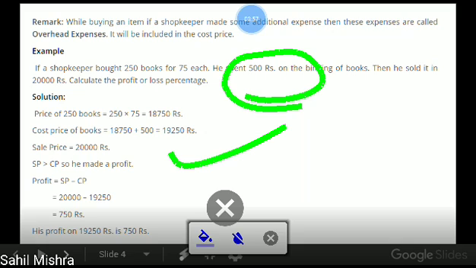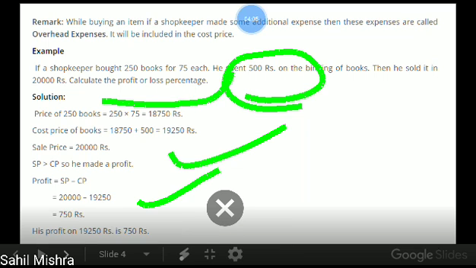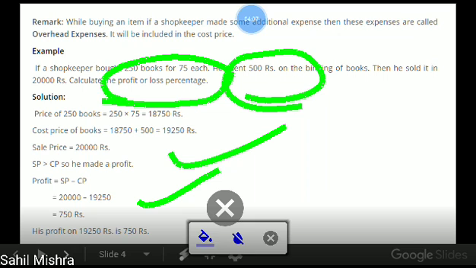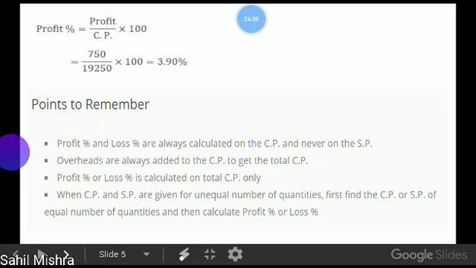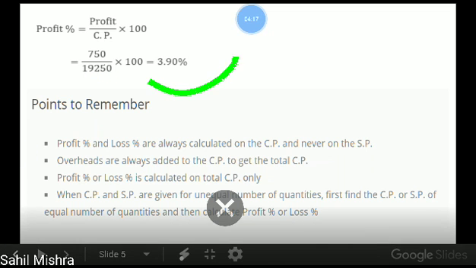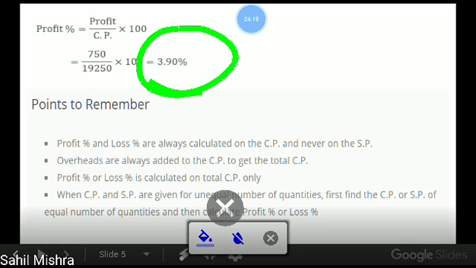So what is profit? Profit equals SP minus CP. By calculating, we can easily find that 750 rupees is the profit. But what is the question? We have to calculate the profit percent. So for profit percent, what is the formula? Profit upon CP into 100. After calculation we easily get 3.90% as the profit percentage.